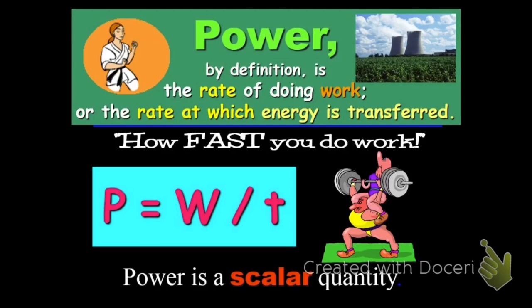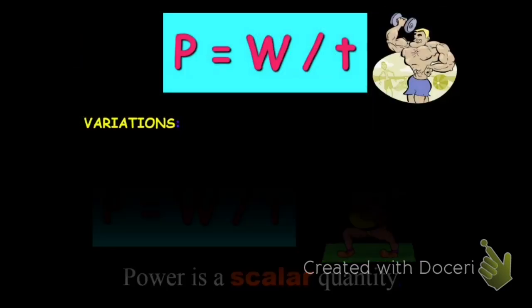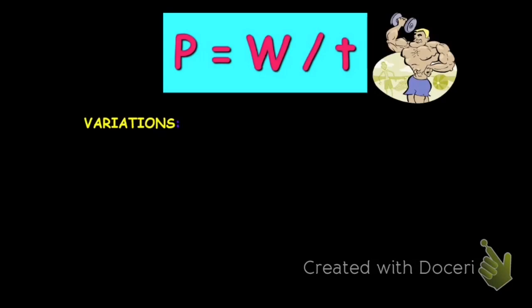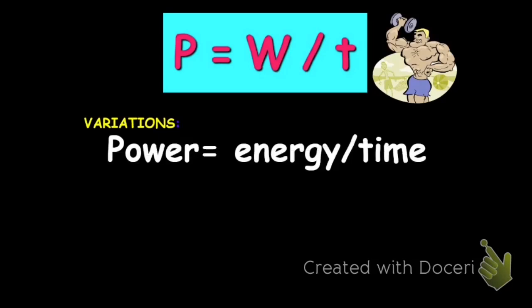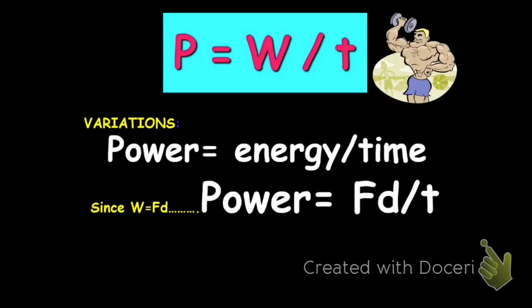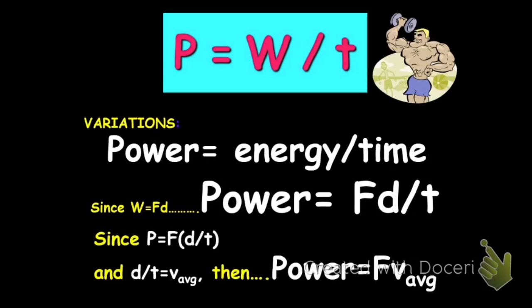It's a scalar quantity, as is work, meaning direction is not something that comes into play. Now, since work is equivalent to energy, we can also equate this to energy over time. And since work is force times distance, we can say it's force times distance over time. And we can rearrange it also to come up with power equals force times average velocity, since distance over time is speed.